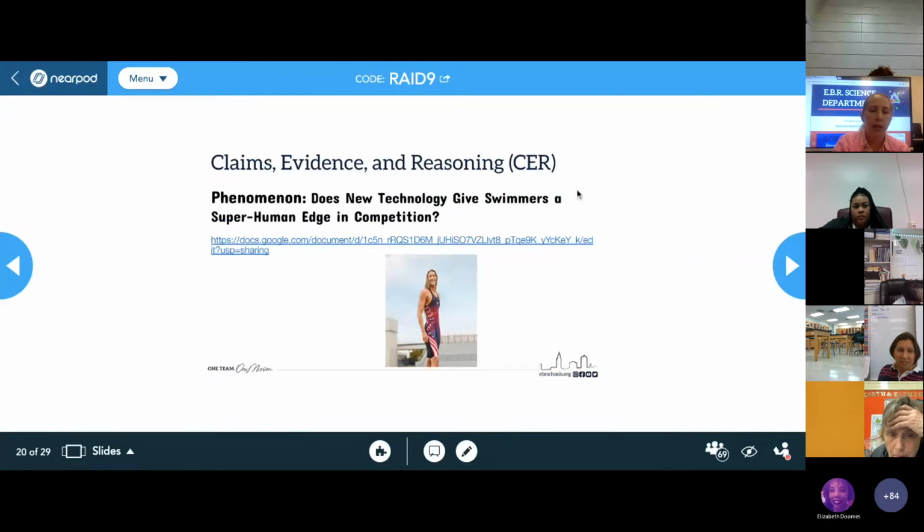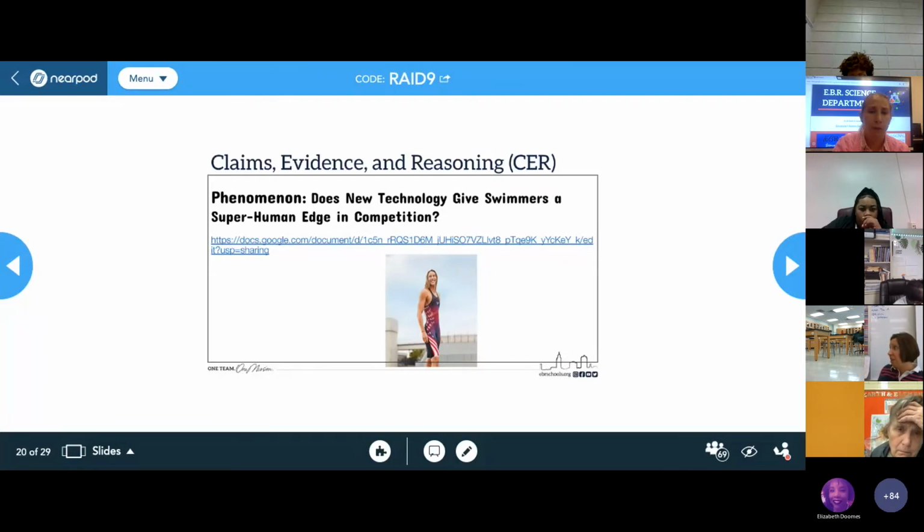So this is the one that I provided as an example. And you can click on the link right here and it'll pull up, and it's a really, really good one. It says, does new technology give swimmers a superhuman edge in competition? So I had to do an SLT, a student learning target, on a CER. And this is the one that I would use every single year.